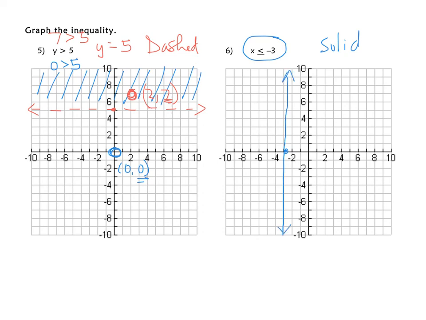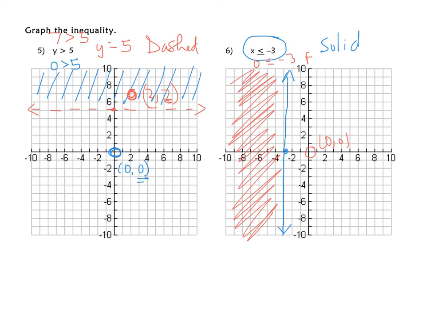Now I have to determine where to shade. Again, I think testing the origin is easy to work with. If I test the origin, (0, 0), and plug in the x value, 0 is less than or equal to -3. Again, that's a false statement, so I'm not going to shade towards the origin, I'm going to shade the other direction. So all of these points are solutions to our graph.